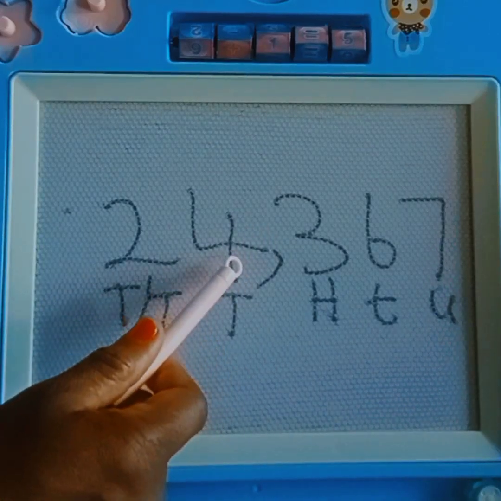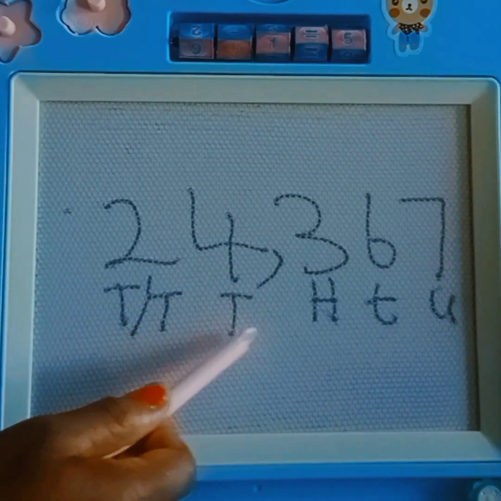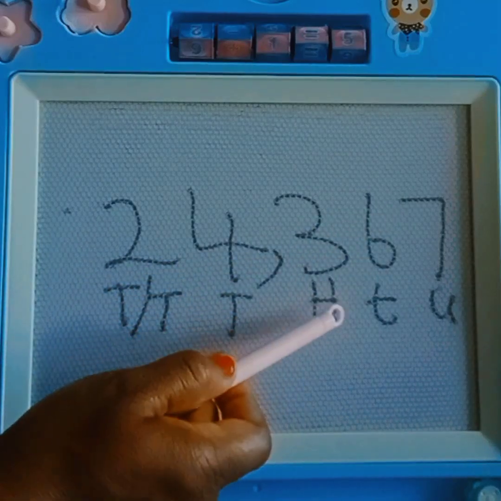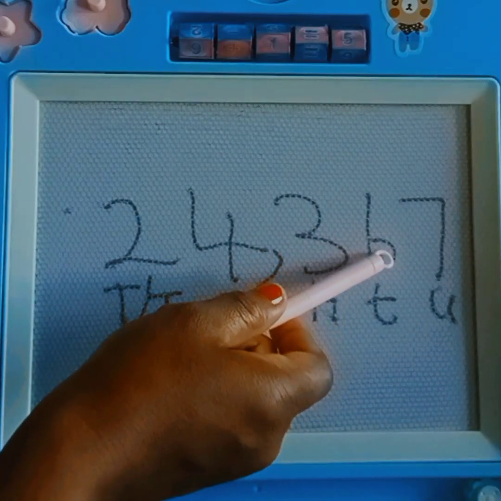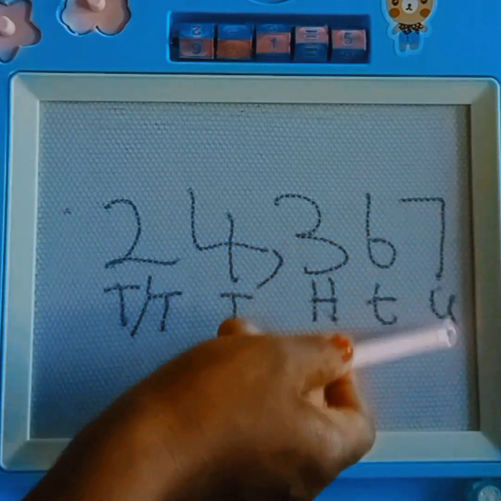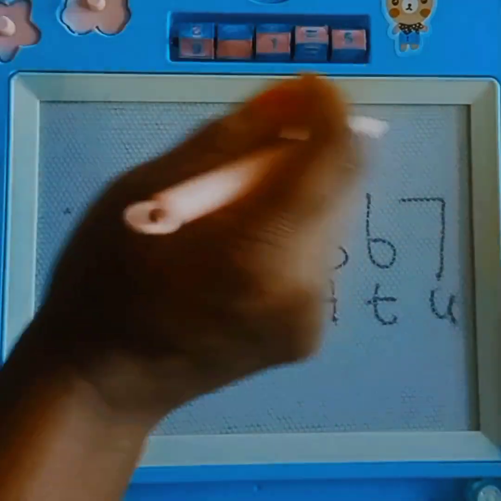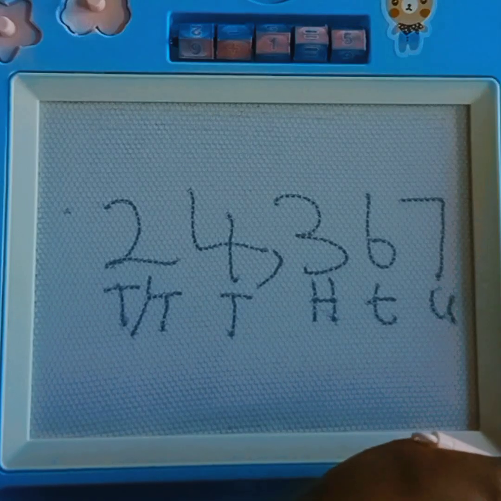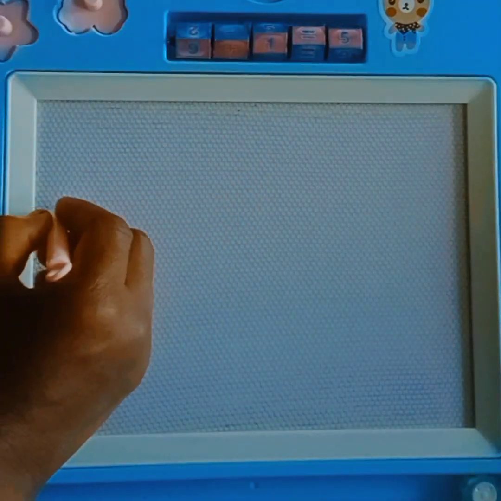Can you see? That means the place value of 2 in this set of numbers is 10,000. The place value of 4 is 1,000. The place value of 3 is 100. The place value of 6 is tens. And the place value of 7 is units. Let's take our last example.